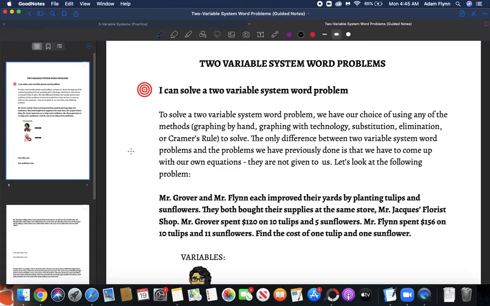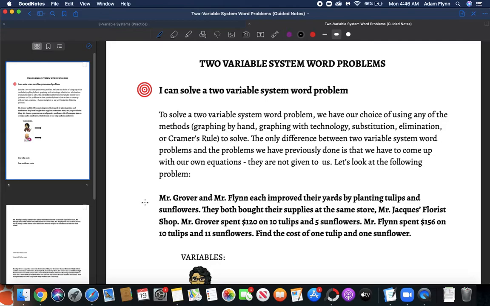The only challenge we will have once we're getting started is actually coming up with our equations. In two variable system word problems, we are not given the equations outright. We need to interpret what our question is asking, write down our two variable system, and then from there it's just solving using whichever method you prefer. So to do this, we're going to hop right into an example.